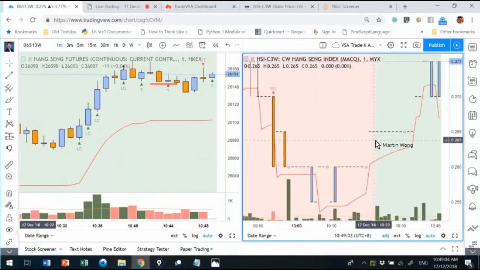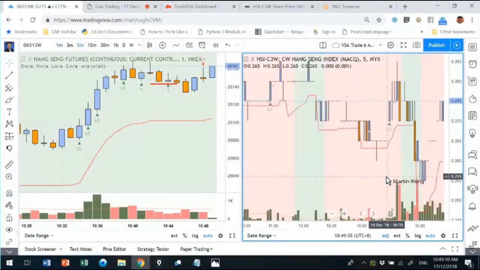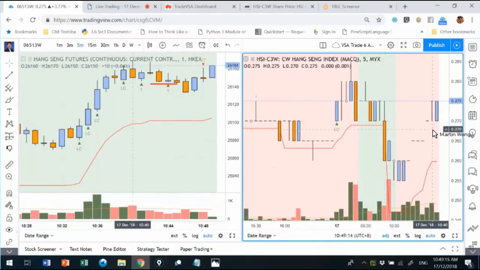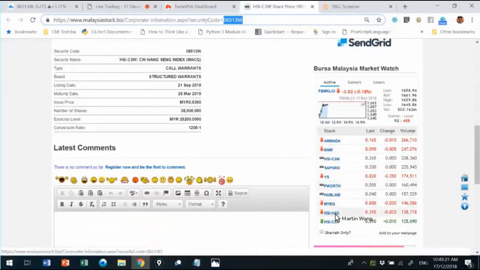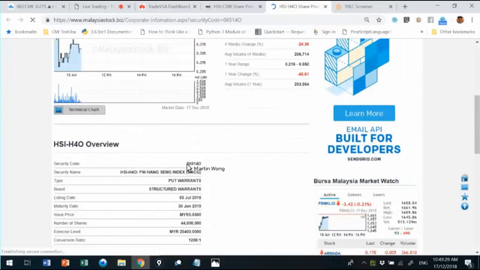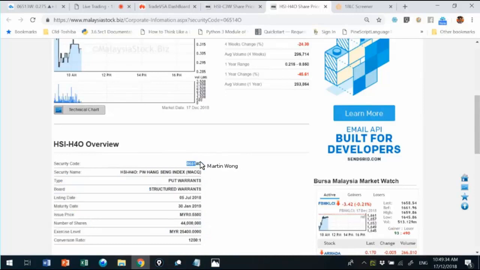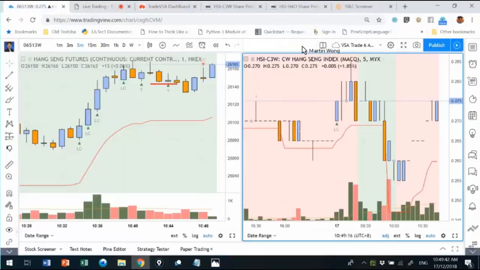So I switch on the 1 minute chart. You can see this is where the market makers will come in. So you switch on to the 5 minute chart here. You'll notice this market is still going up because it is a long. So if you want to short, then you have to trade this one here. This is the HSI H40, and the code is this one here. If you want to short, you make money with this one, 065104. Let me just bring back to here.